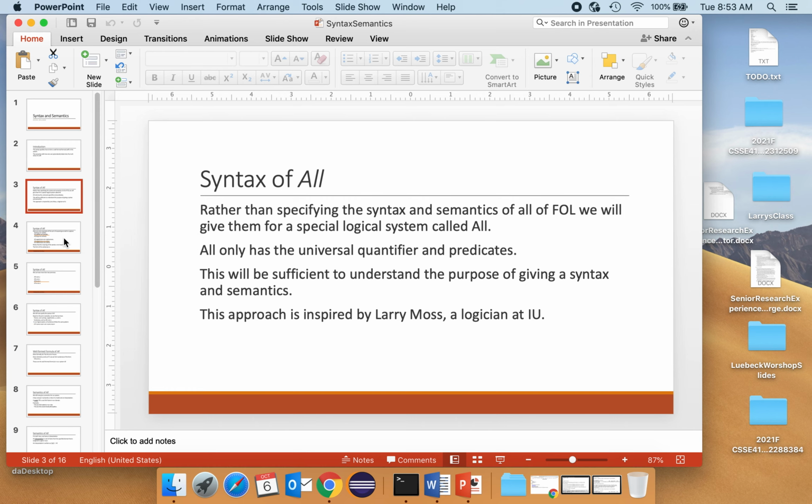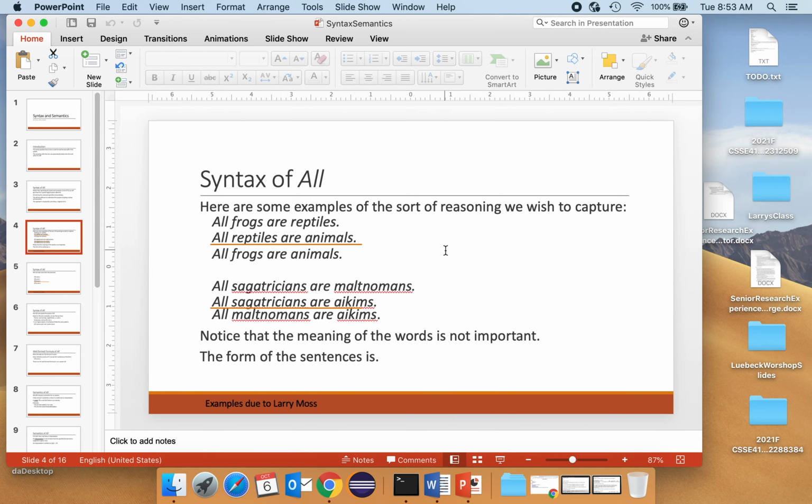So what sort of reasoning do we want to capture? Again, remember, logicians study valid reasoning. And there are these things called syllogisms that are very, very popular. So here are some examples. All frogs are reptiles, all reptiles are animals. So we can infer that all frogs are animals. Notice that this is the sort of stuff that would go on in an ontology. If we have an ontology of the animal kingdom, usually it's written or drawn as a graph, we might infer that all frogs are animals.